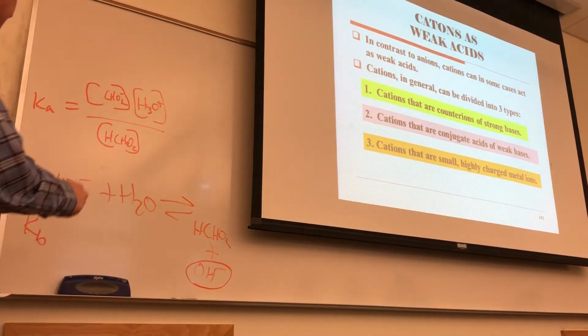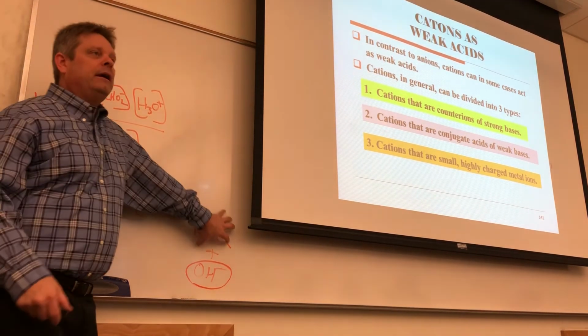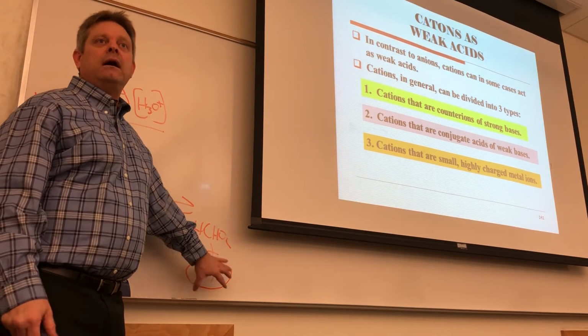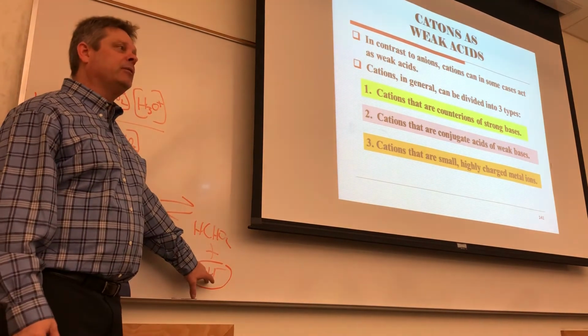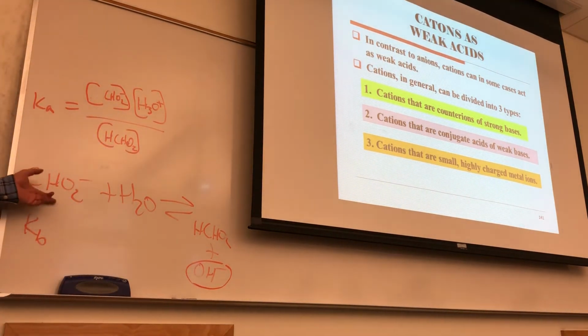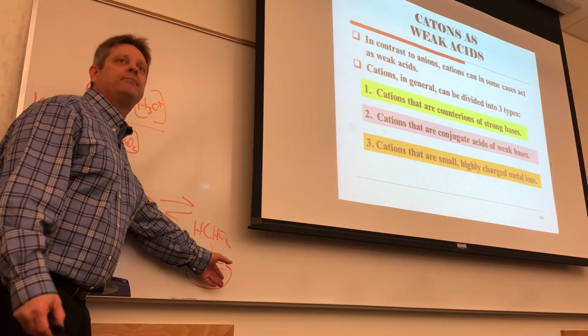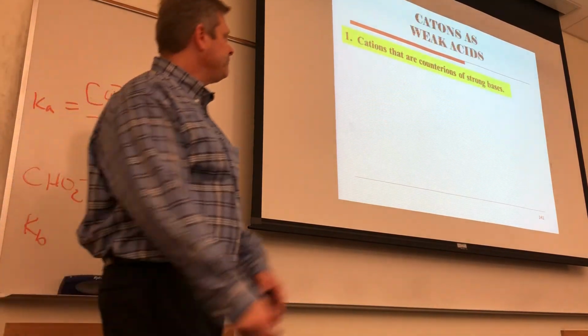Meaning that if I put the cation here with the water, it would form what? Acid. And that's the whole point. It would now form H3O plus, the same way as the anion of a weak acid would form a base. That's all I'm looking at here.